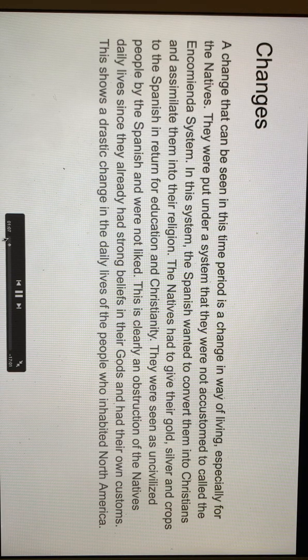A change in period 1 that I discussed is a new way of living, especially for the natives. Before colonization, they were free to their lands and had complete control. Now that the colonists have come, they were overtaken by their immense power and had to succumb to their treatment. Life for natives was no longer peaceful.